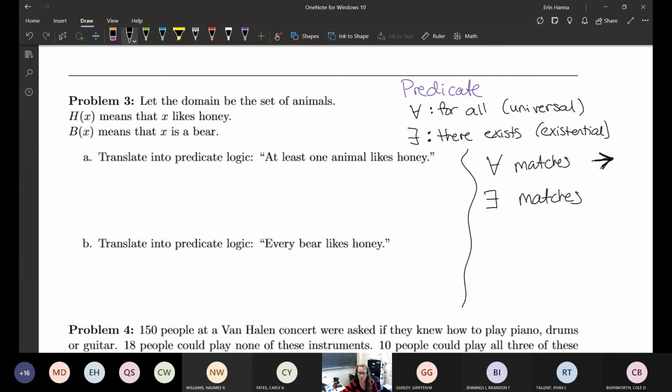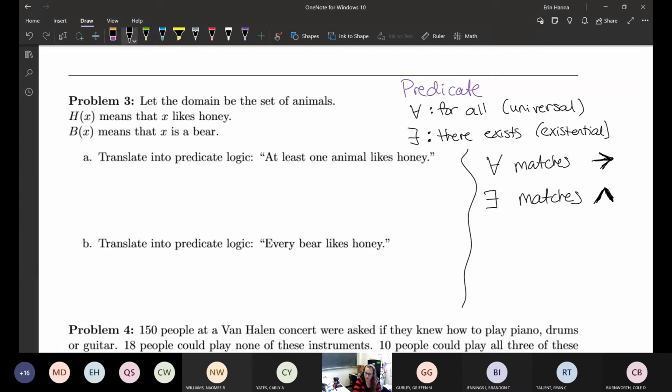With an or. Matches with an or. No. With an and. I'm sorry, I was right the first time in my head. Matches with an and.